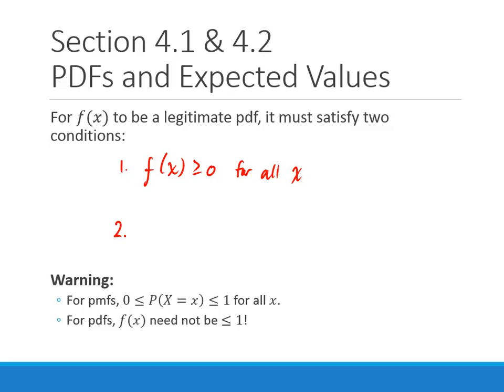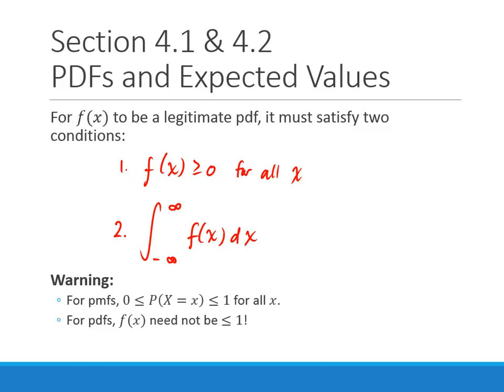And that just gets to that idea that you can't have a negative probability. Your probability has to be positive. So the density curve has to be larger than or equal to 0 for all x. And then the integral from negative infinity to positive infinity.